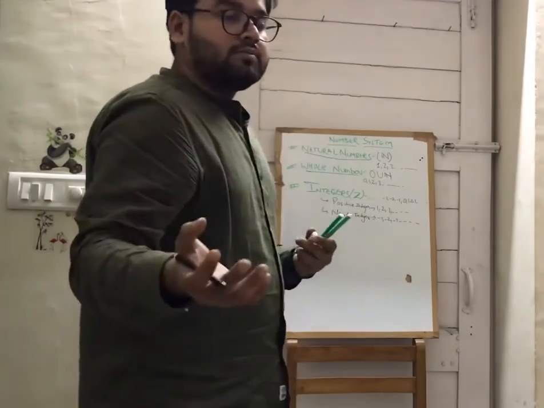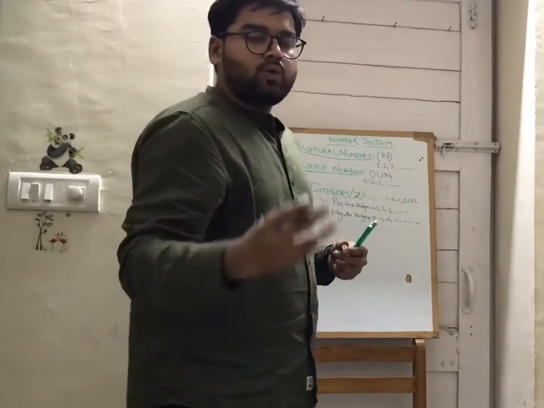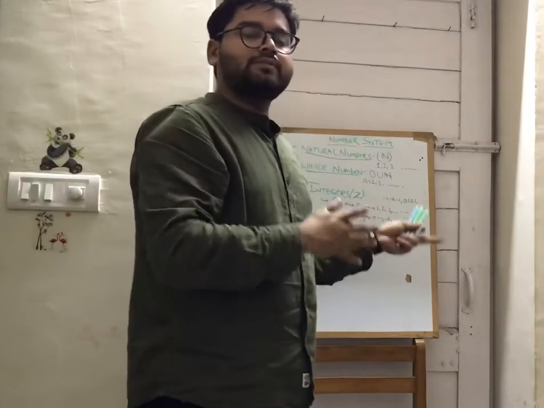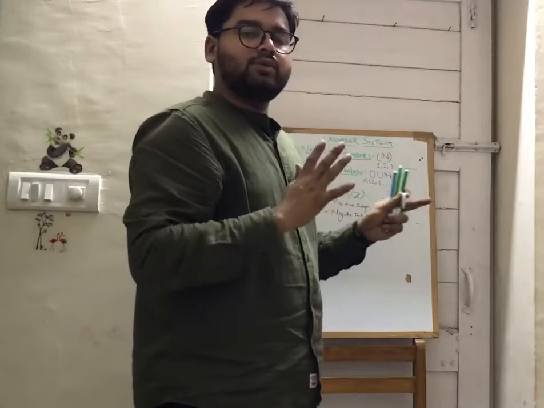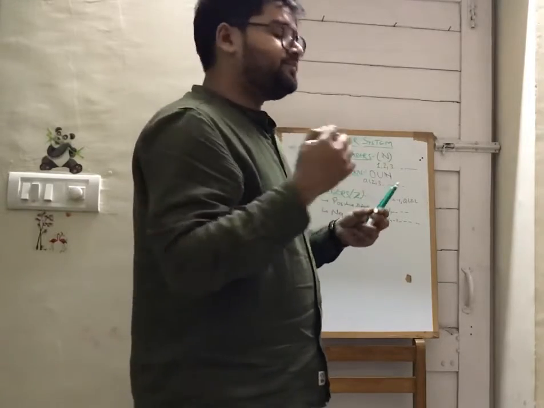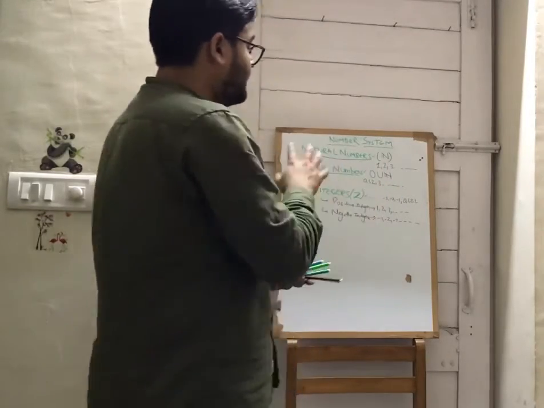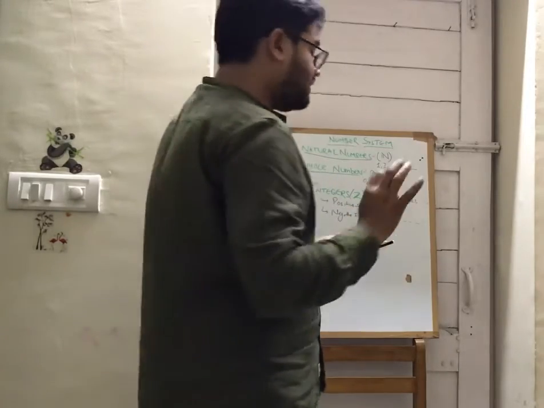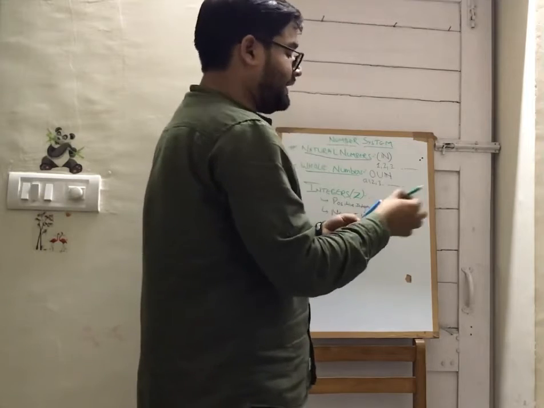Now, one quick question comes to your mind: where does 0 go? So, 0 is neither positive nor negative. 0 is neutral. We can say it is not in the positive ones and not in the negative ones. It is an integer, but not a positive one and not a negative one.